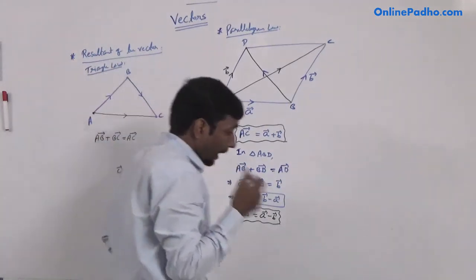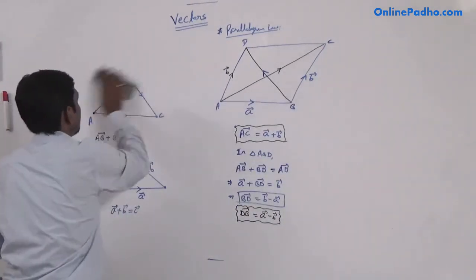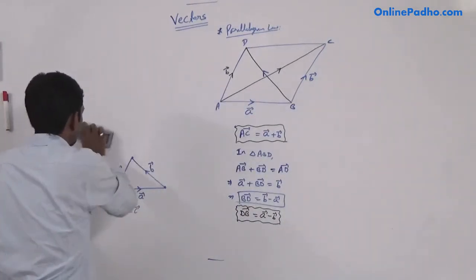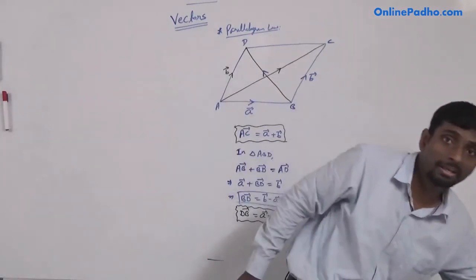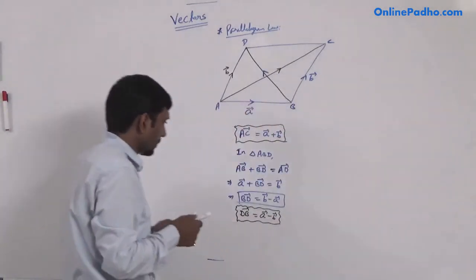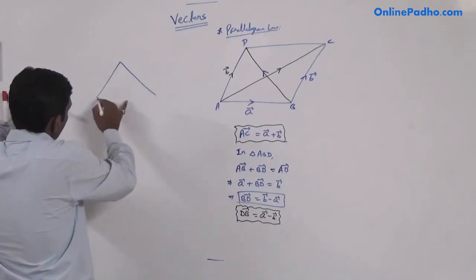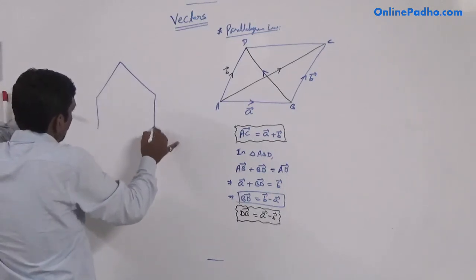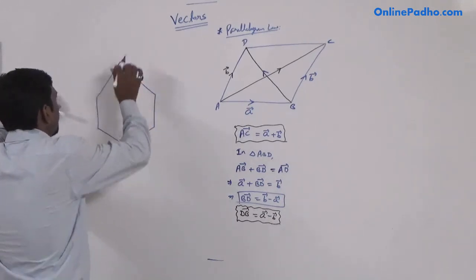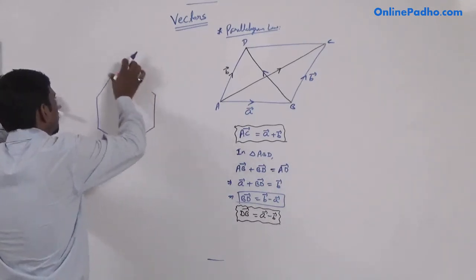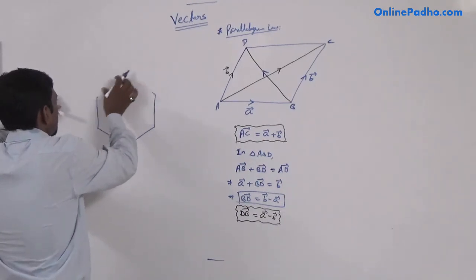Now let us see if we have a question in some other polygons like pentagon, hexagon and all the things. You can just use the triangle law. Triangle law is a very simple concept and you have to use the triangle law everywhere. Let us see, we have a regular hexagon.